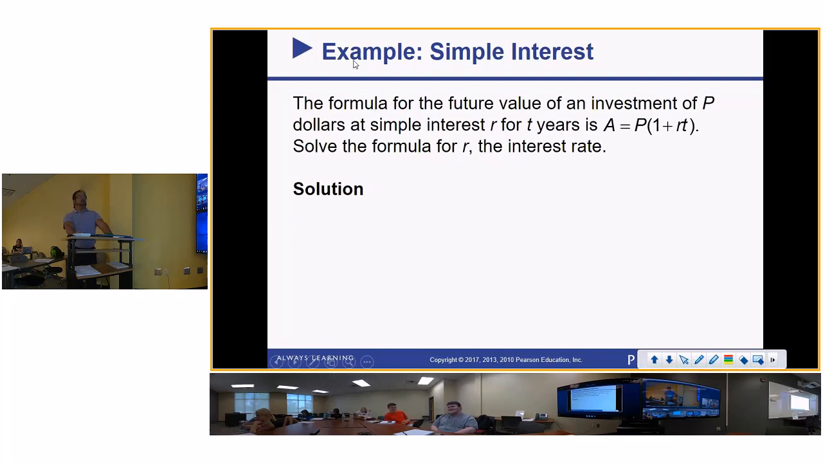She's awesome. The formula for the future value of an investment of P dollars at simple interest is A is equal to P times 1 plus RT. Solve the formula for R, the interest rate.